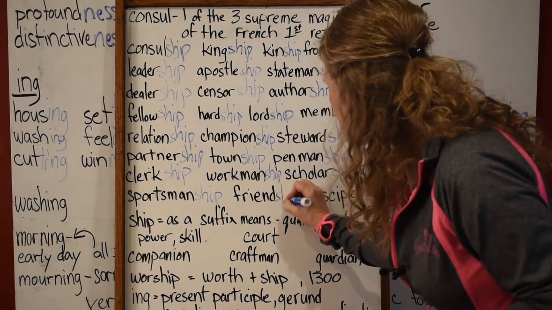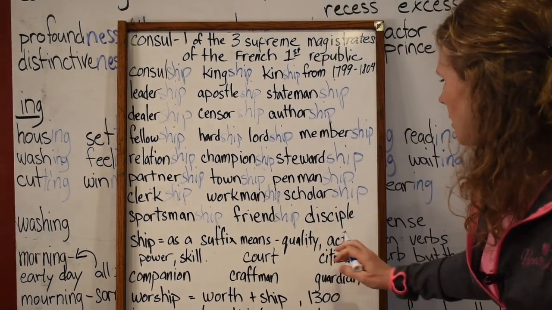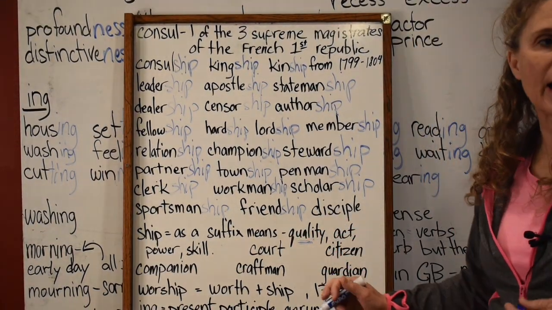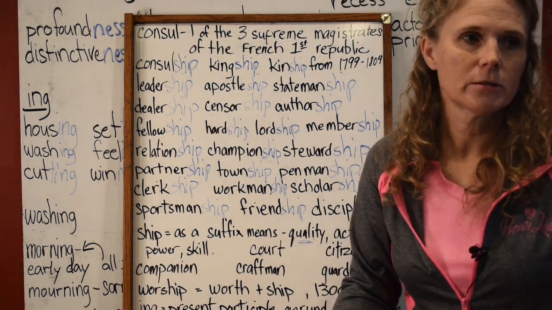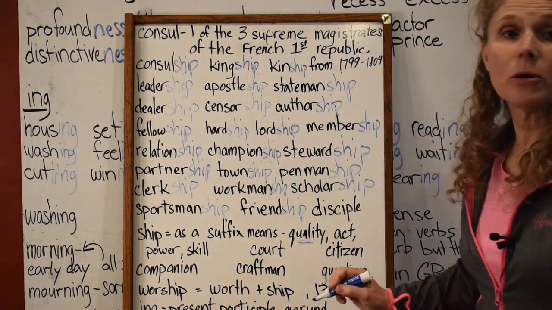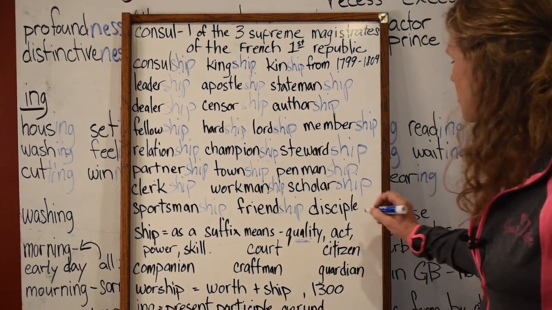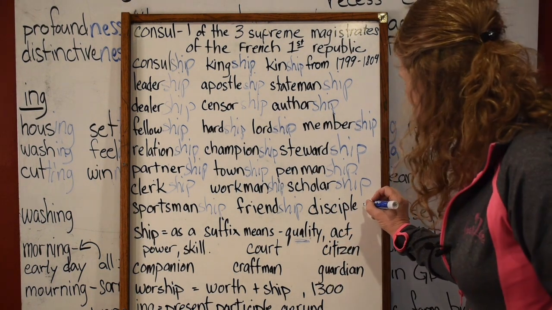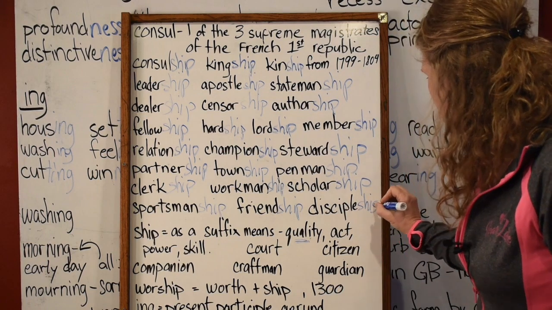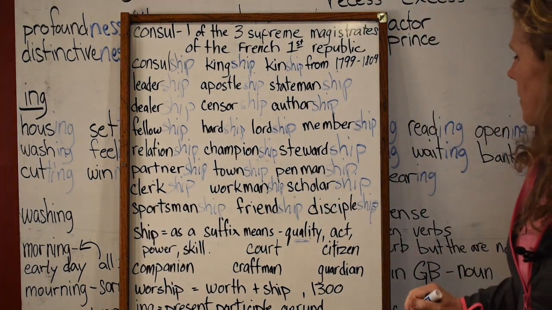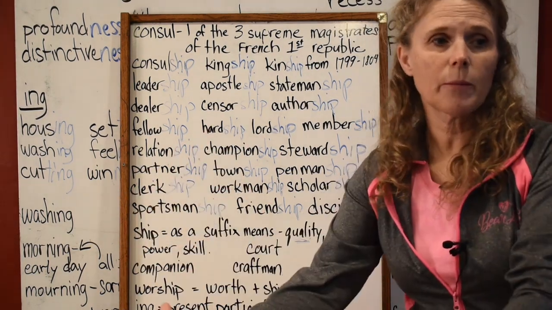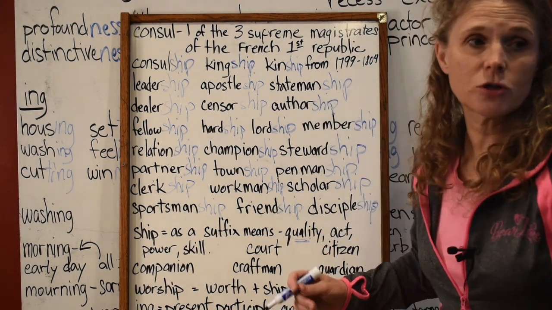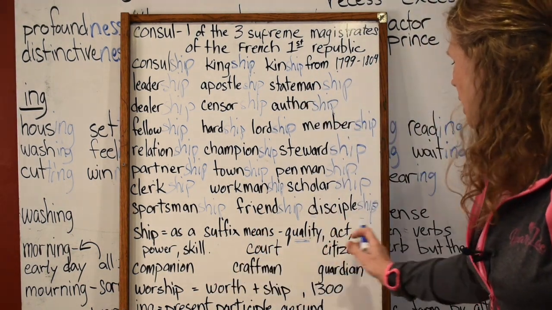Friend, friendship. What do you think friendship would fit under? Quality, act, power, or skill? I think it's a quality. And you could probably act as a friend, but it's the way you treat your friend. It's a friendship. A disciple. Like of Jesus Christ. Yeah, so how are we going to add on our suffix? We have an E. Do we drop it? No, we don't. You only drop it if it's a vowel suffix. Right? Discipleship. You are a disciple of Jesus Christ. Now, the discipleship that you have chosen to follow him, it's changed, right?